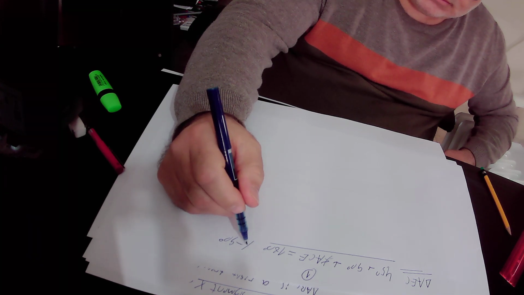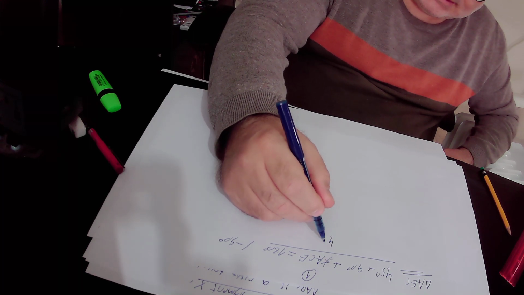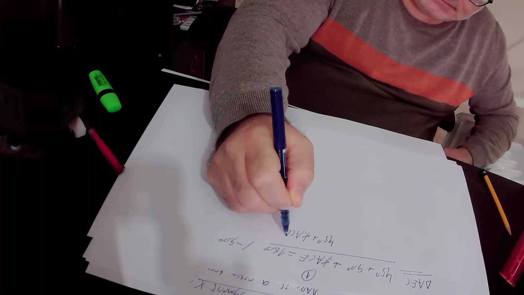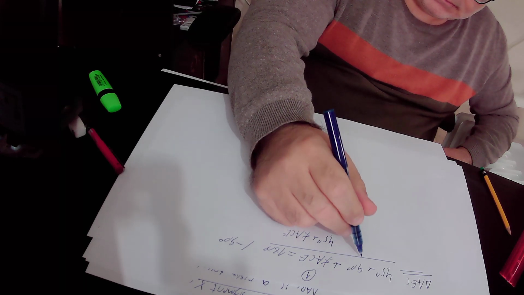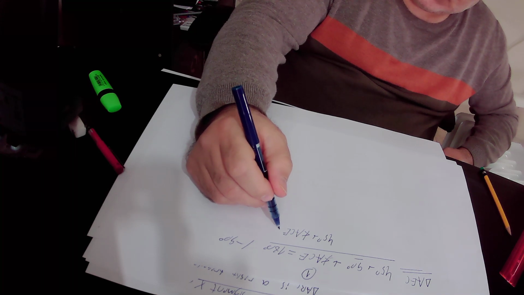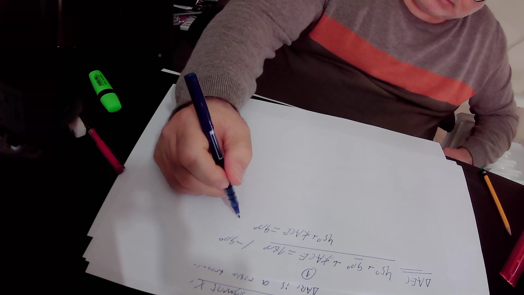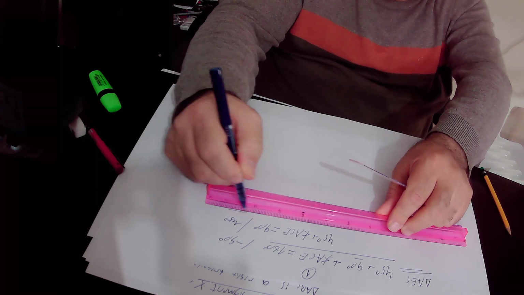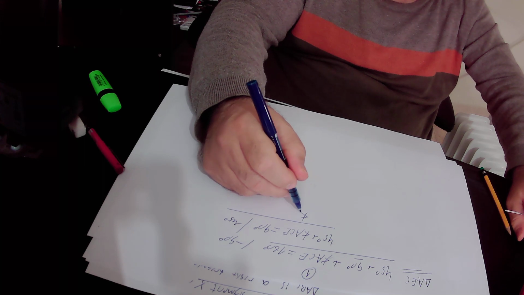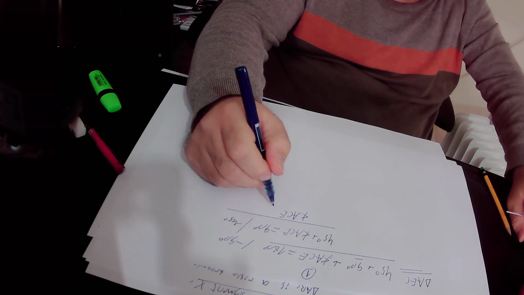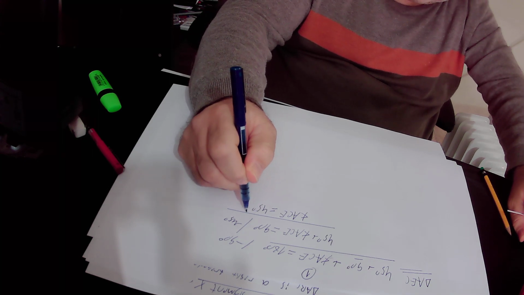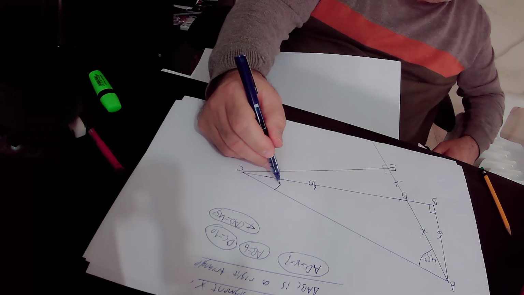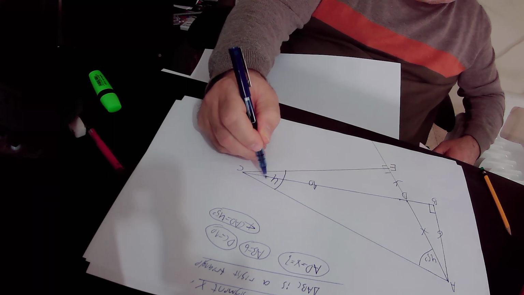From this equation, 45 degrees plus angle ACE will be equal to 180 degrees minus 90 degrees, which is 90 degrees. Here we subtract 45 degrees from this equation, and we get that the missing angle, angle ACE, is equal to 90 degrees minus 45 degrees, which is 45 degrees. So angle ACE equals 45 degrees. Write it down here: this angle equals 45 degrees.